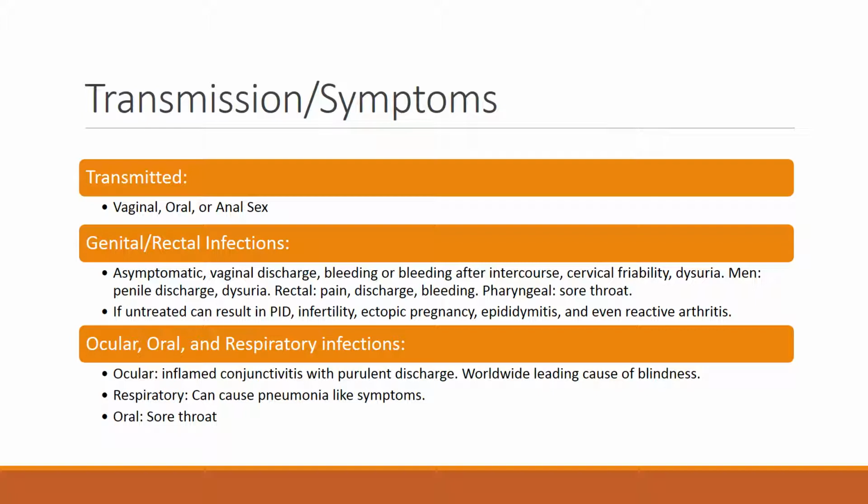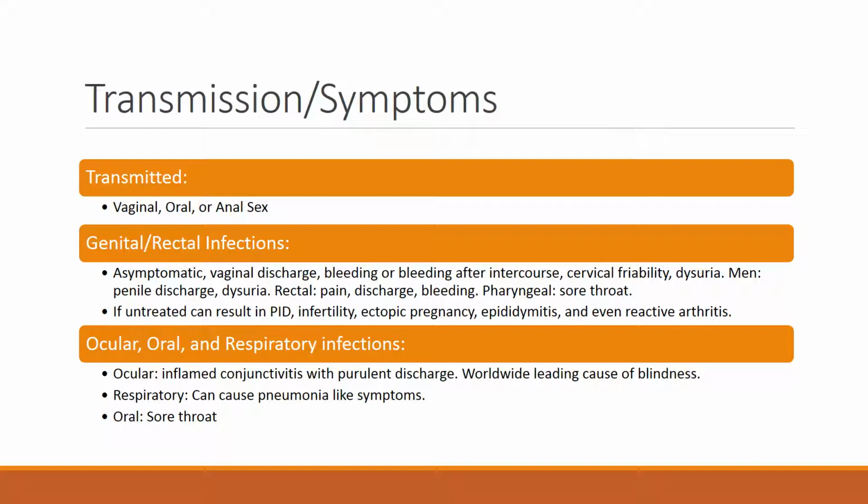So we know that chlamydia is transmitted through vaginal, oral, and anal sex. So we can get infections in all of those areas. Oftentimes we only think about, sorry, I meant to write genital there, so it's not just vaginal. You can get infection for males as well. So for the genital and rectal infections, the majority of people are actually asymptomatic.